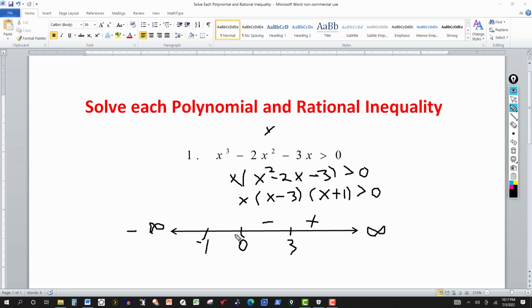Between negative 1 and 0, I'm going to pick a negative 1/2. So negative 1/2 for x is a negative. Negative 1/2 minus 3 is a negative, and negative 1/2 and 1 is a positive. So the product of two negatives is positive, and then we got a positive. So in here it's a positive. And then to the left of negative 1, I'm going to pick a negative 2. Negative 2 where the x is, negative. Negative 2 minus 3 is a negative. Negative 2 and 1 is a negative. The product of three negatives is negative.